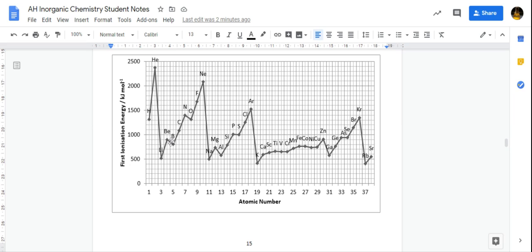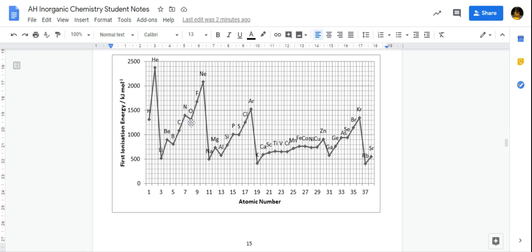What we haven't looked at are these abnormalities in the shape of the graph. So going from beryllium to boron. Beryllium has an electron arrangement of 1s2, 2s2. Boron has an electron arrangement of 1s2, 2s2, 2p1. So what has happened here, the reason why beryllium has a slightly higher ionization energy is because you have to remove an electron from a full 2s orbital. So there's an additional stability associated with that.